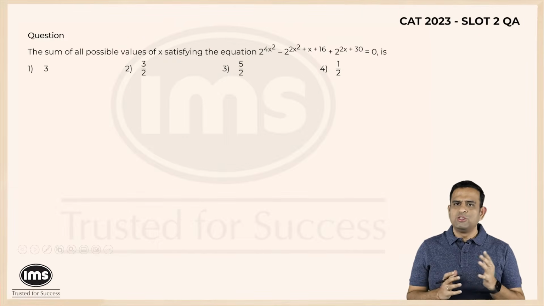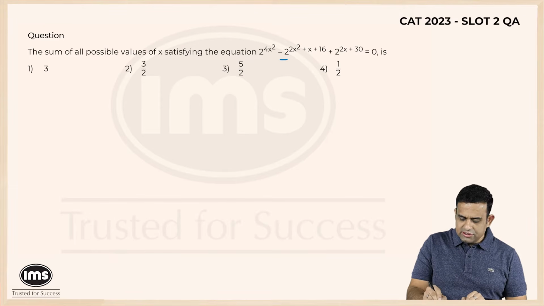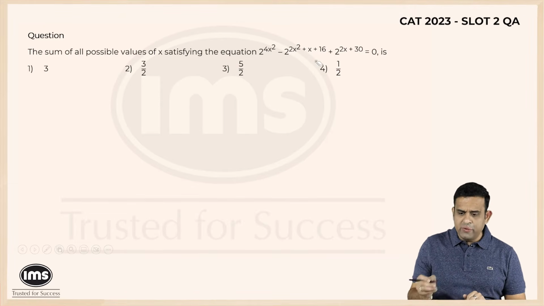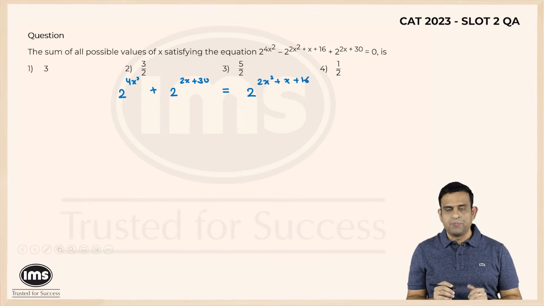If I want to look at the jugaad way to solve this particular question, what I will do is take the negative term to the right hand side, and I can rewrite my given equation as 2 raised to 4x square plus 2 raised to 2x plus 30 is equal to 2 power 2x square plus x plus 16 over here.